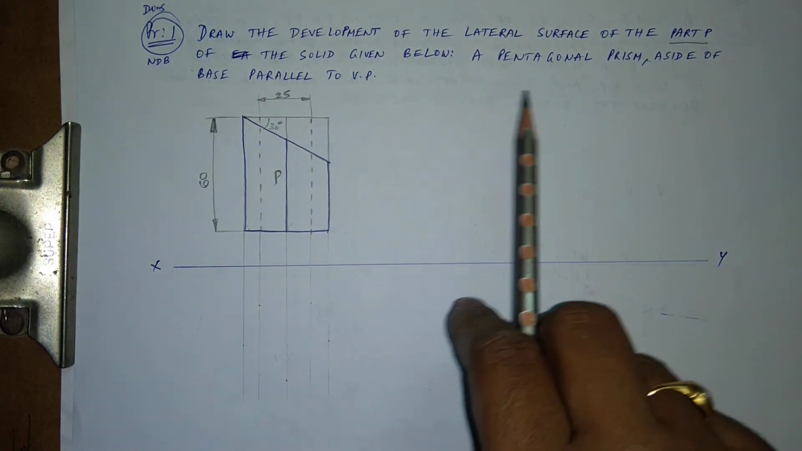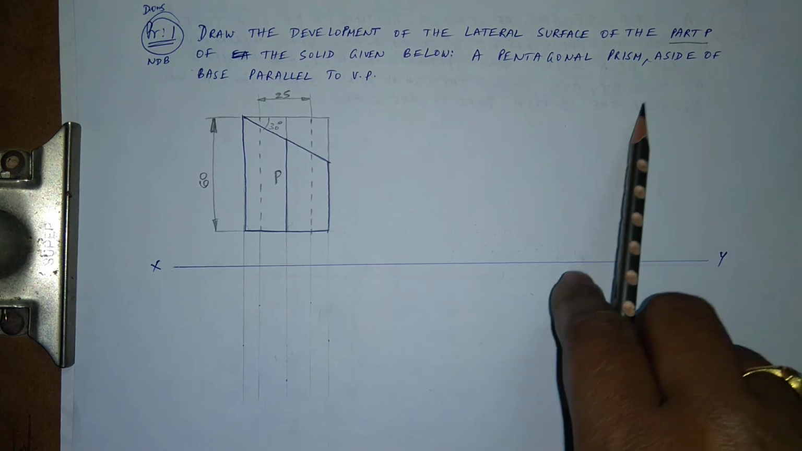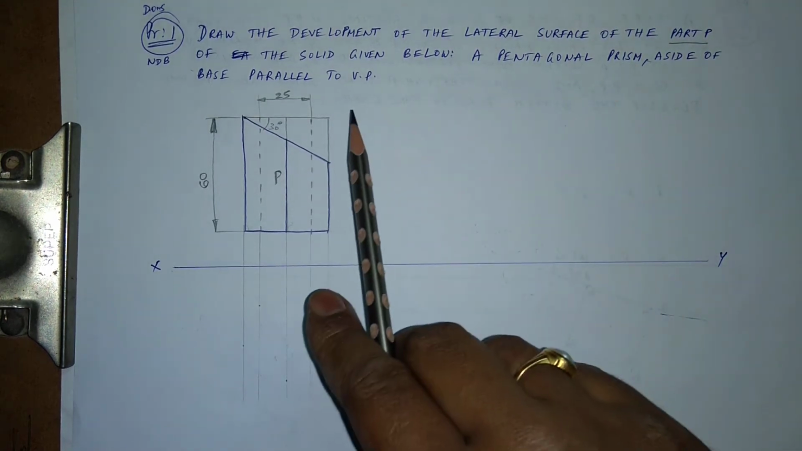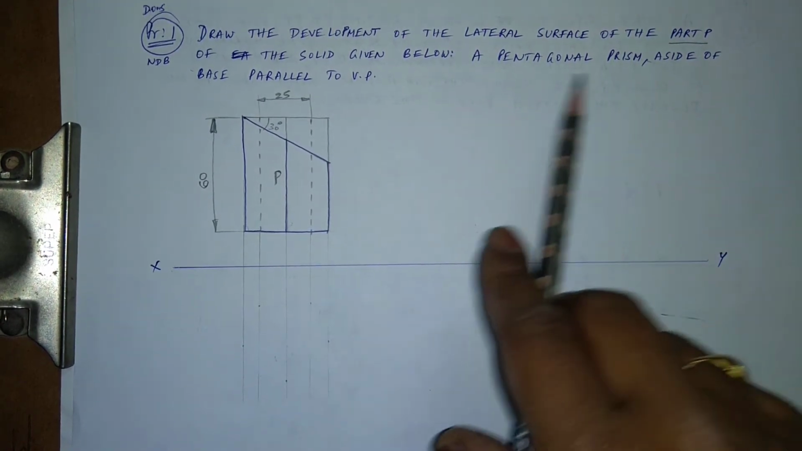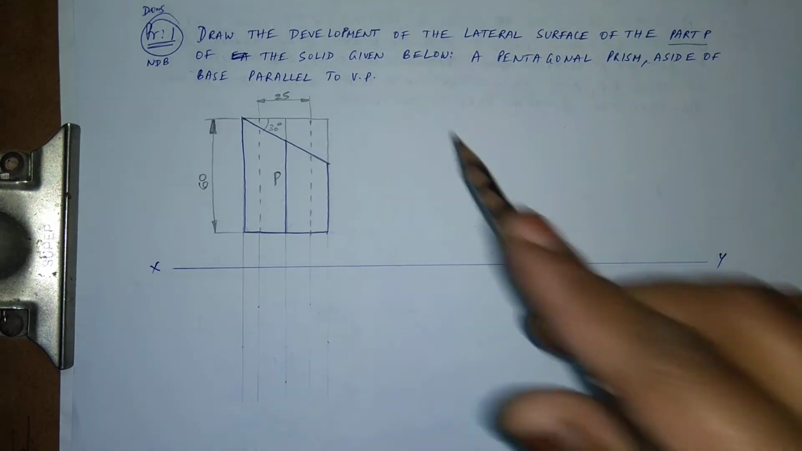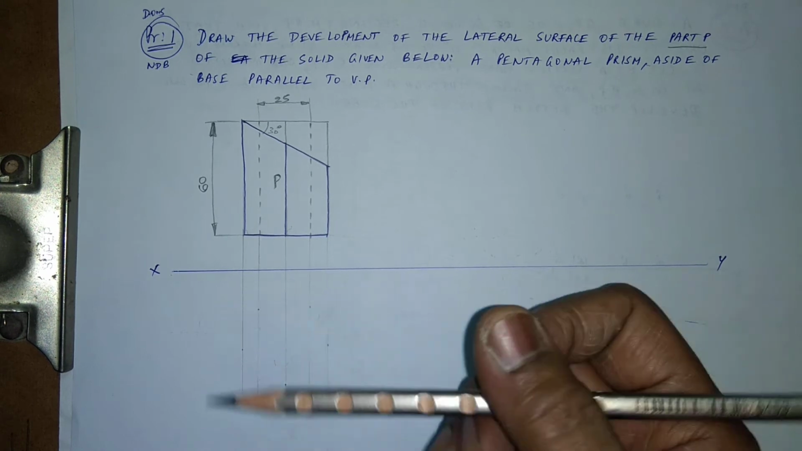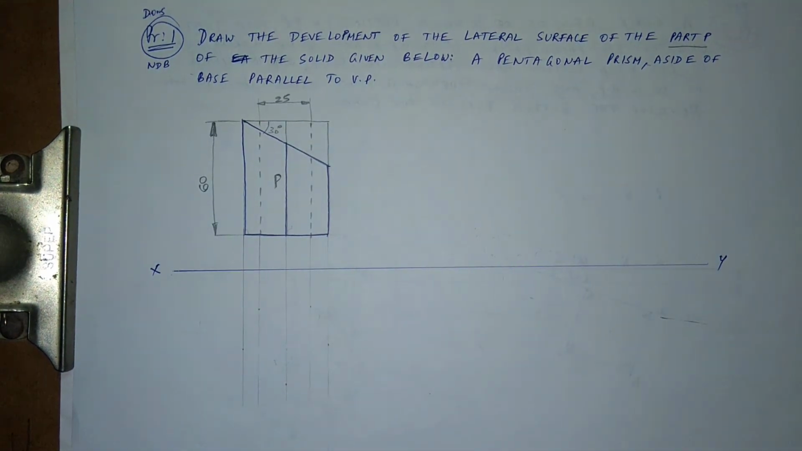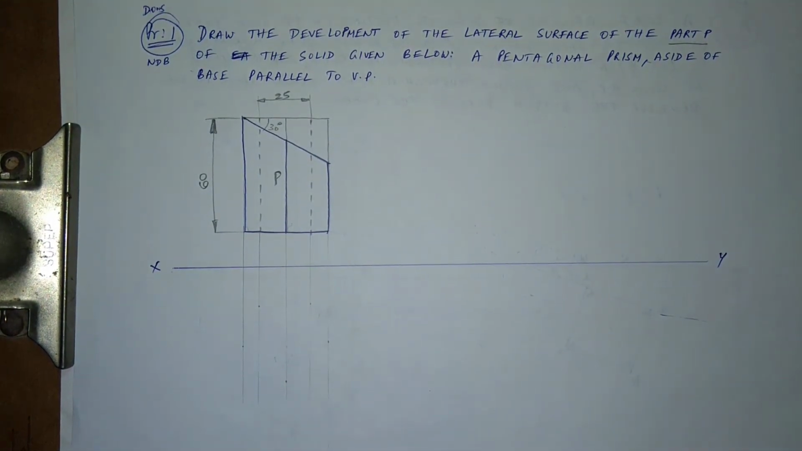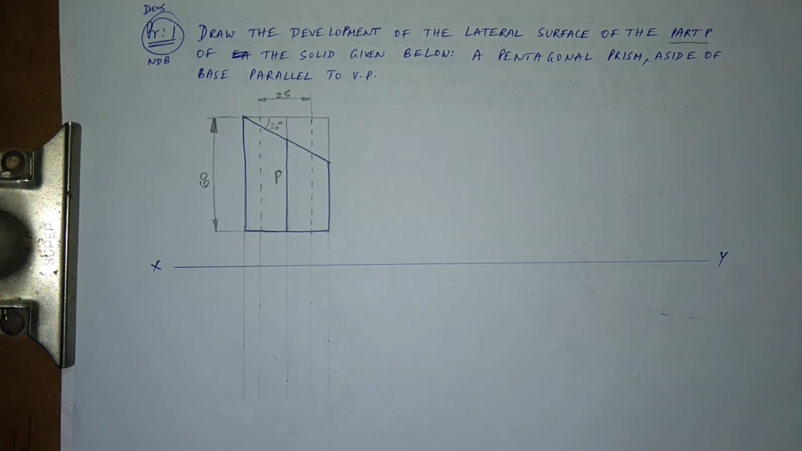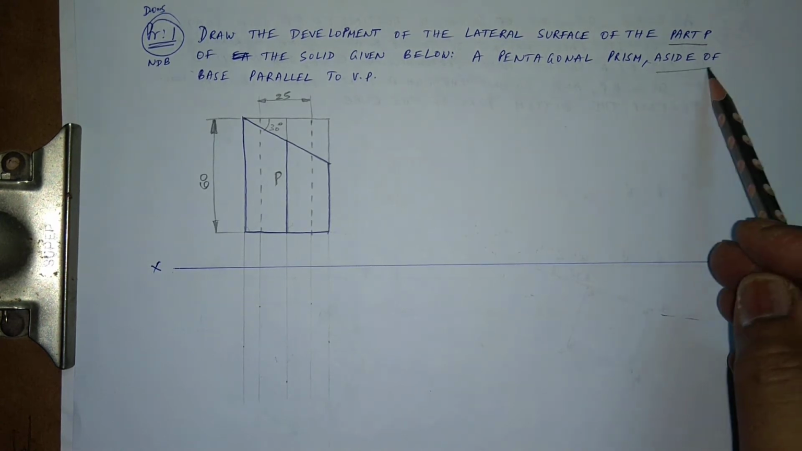It's a pentagonal prism with a side of the base parallel to the VP. One side of the base is parallel to the VP. This is what the question gives, and this is the diagram given to you. Now from this diagram, what do we know? We do not know what position it is in. He says that one of the edges is parallel to the VP, but he didn't say where. The only thing he says is that one side of the base is parallel to the VP.